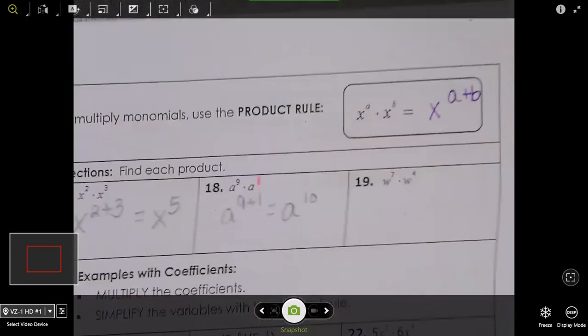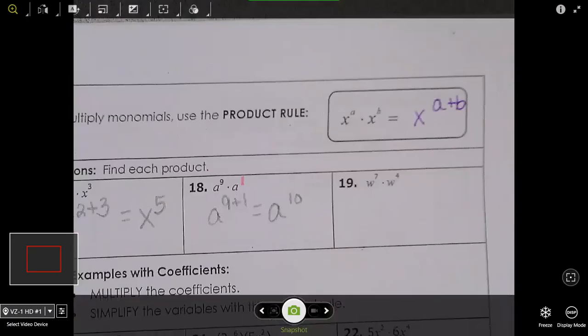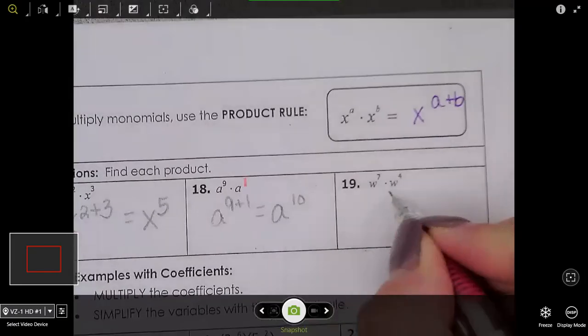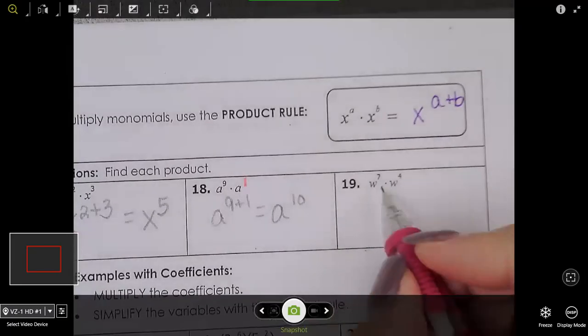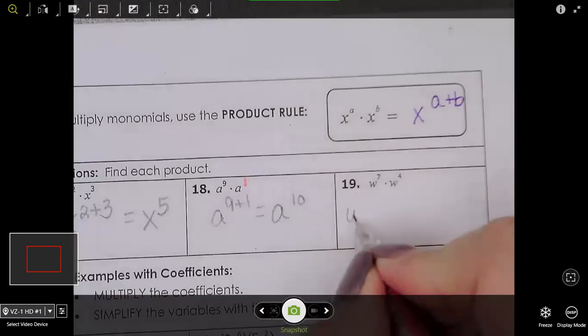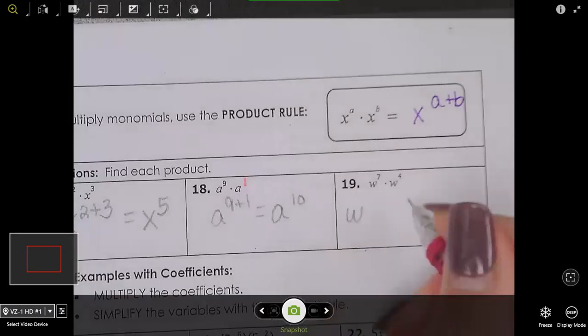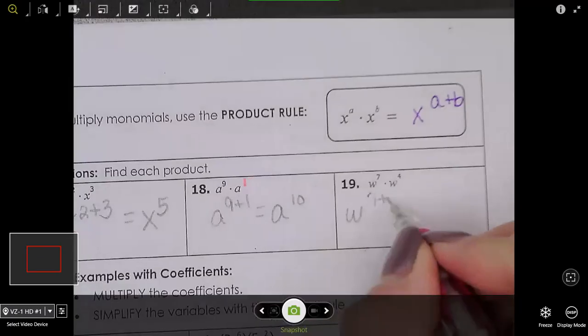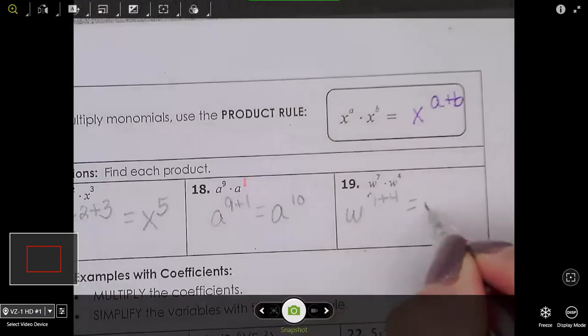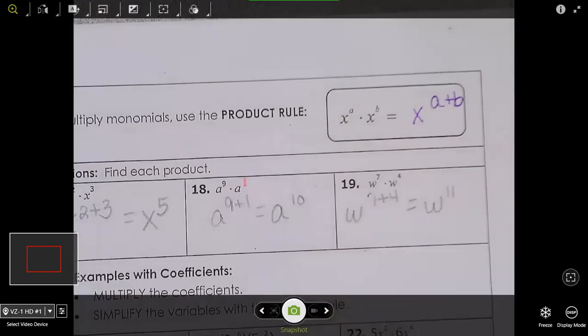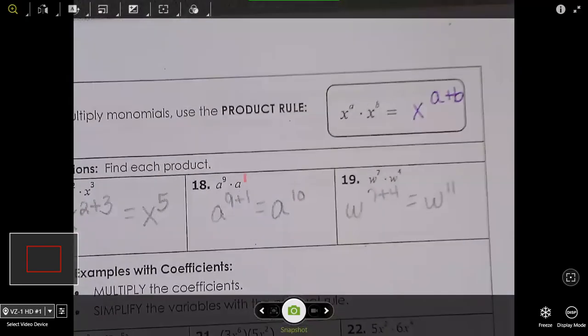Okay, so number 19. I've got the same variable with some exponents, so I'm going to add them because I'm multiplying the w's. I'm going to add the exponents. All right, but it's not always that easy.